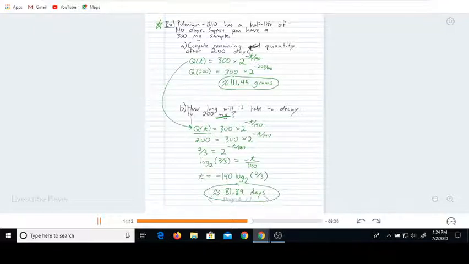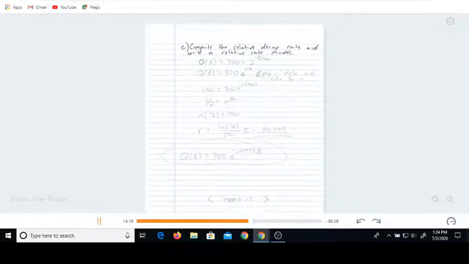And part C, same sample of polonium-210. I ran out of room on the page, so we're on the next page. So let me go ahead and rewrite the function. It was what? Let me flip back. It was 300 milligrams, yeah, 300 milligrams with a half-life of 140 days to be specific. So this is a half-life model.